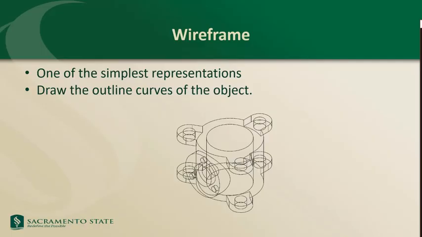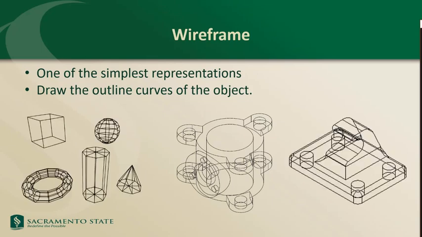Wireframe models. A wireframe is one of the simplest representations you can think of. You can draw the outlines of the objects as lines or curves. For simple objects, you can quickly identify the objects by looking at the outlines only. Here are a few example primitives. As the objects get more complex, however, it'll look extremely complex and confusing.